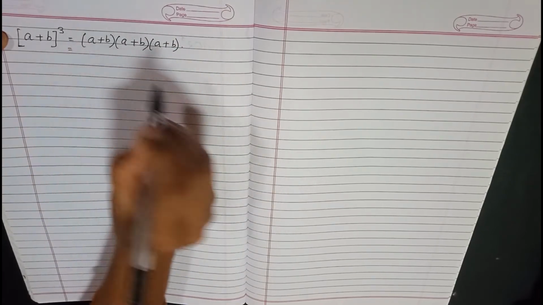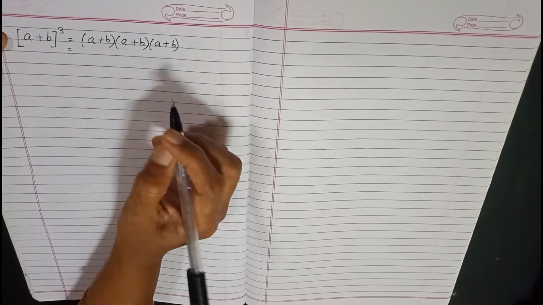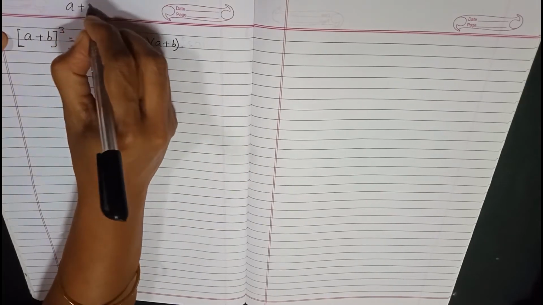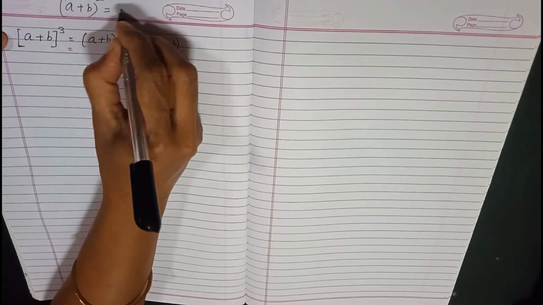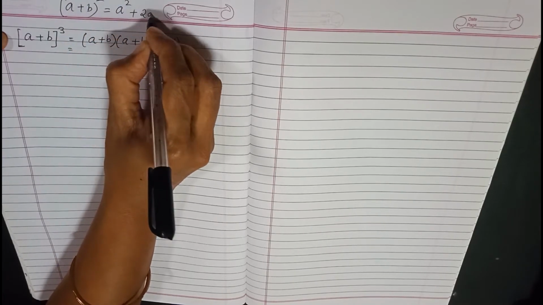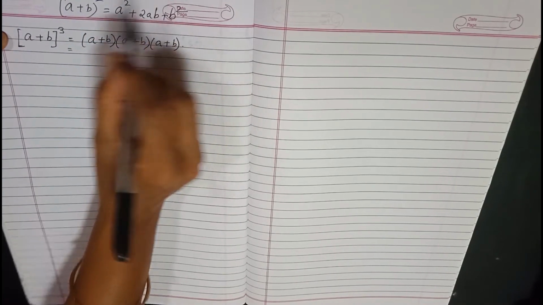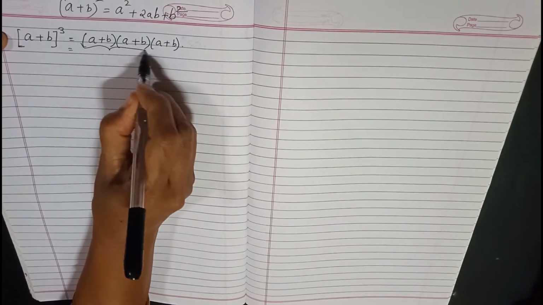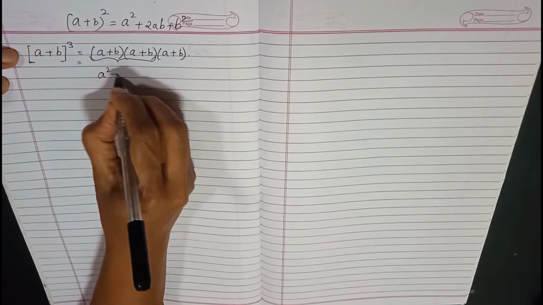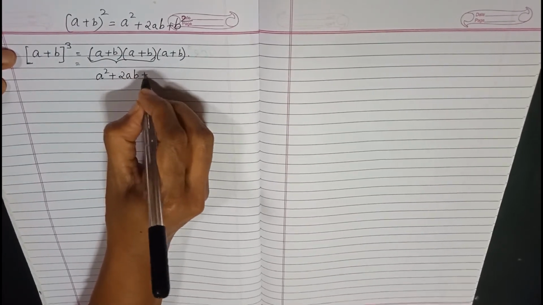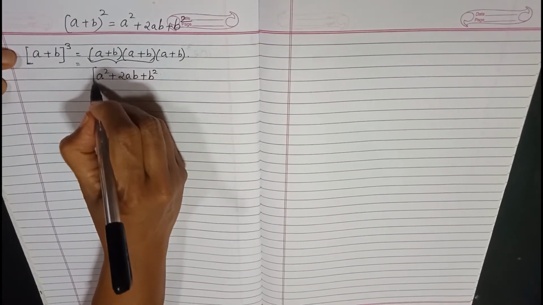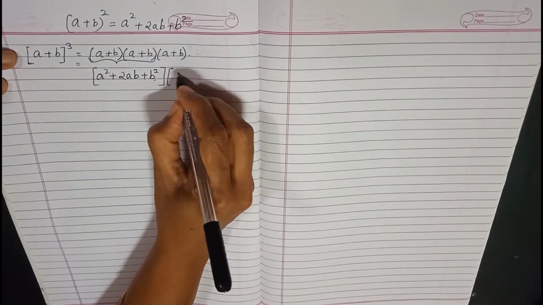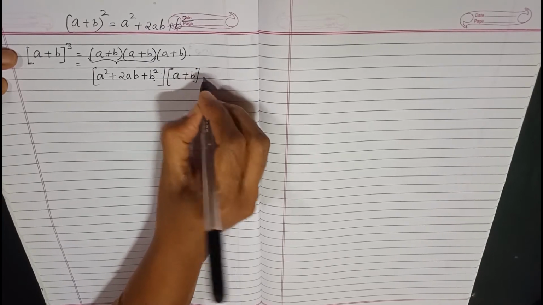Right? And now out of this, we have already learned that (a plus b) the whole square is nothing but a square plus 2ab plus b square. That is, two brackets of (a plus b) will give me this. So instead of the first two brackets, what I write is a square plus 2ab plus b square. This is nothing but equal to the first two brackets. Then this multiplied with the third bracket, which is (a plus b).